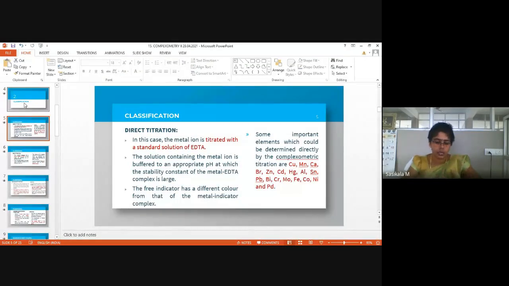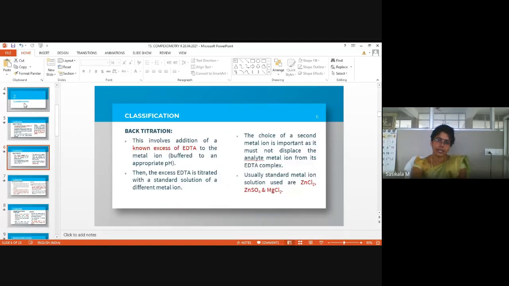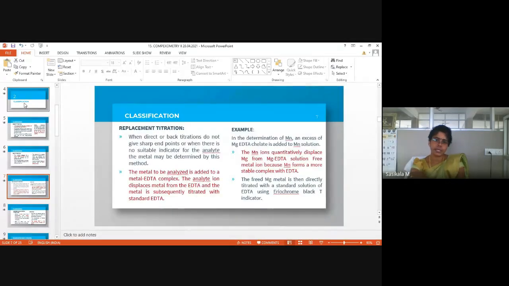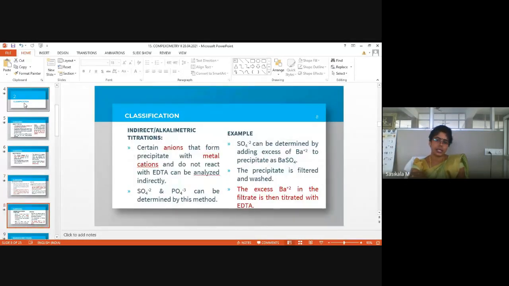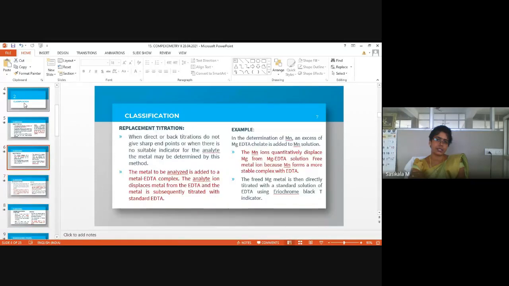The complexometric titrations are classified into four categories: direct, back, replacement, and indirect or alkalimetric titration. Direct titration, back titration, replacement titration, and then indirect or alkalimetric titration.